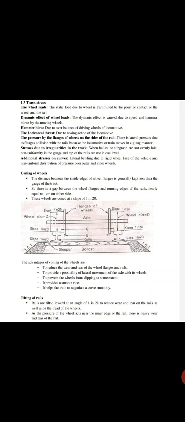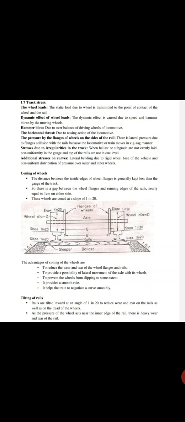The advantages of coning of wheel are to reduce the wear and tear of the wheel flanges and rails, to provide a possibility of lateral movement of the axle with wheels, to prevent the wheels from slipping to some extent. It provides a smooth ride. It helps the trains to negotiate a curve smoothly.